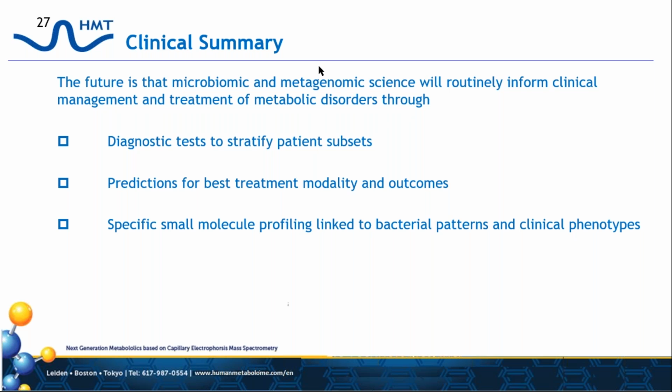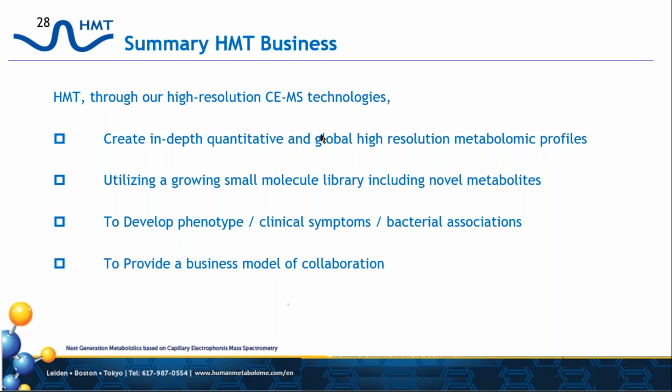To summarize, our goals are to develop tests and to stratify patient subsets by associating various metabolic profiles with clinical phenotype, and to look for the best ways to predict treatment modality and outcomes based on these associations of metabolomics and phenotype. Our business model includes providing this high resolution CE-MS technology to deliver both a quantitative and untargeted metabolic profile, using this high separation to look at isomers, charged species and polar species, and using a large and growing library to highly annotate these profiles and provide an opportunity for novel discovery. From this, we develop phenotypes that link metabolite profiles with bacterial associations, and devise a business model for collaboration.